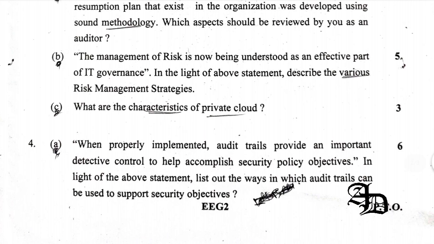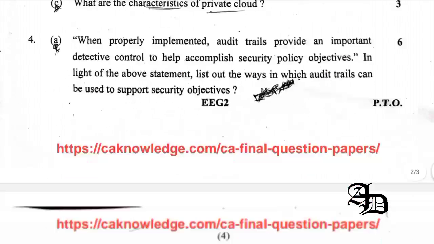Fourth A was related to, in light of the above statement, list out the ways in which audit trails can also be used to support security objectives. So in a way, detecting unauthorized access, structuring of the events which happened, and personal accountability, these all three points can be written down in a detailed manner.